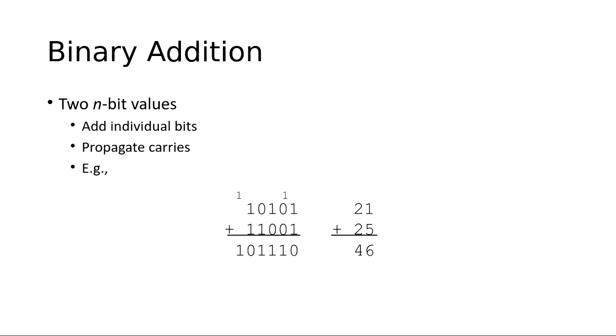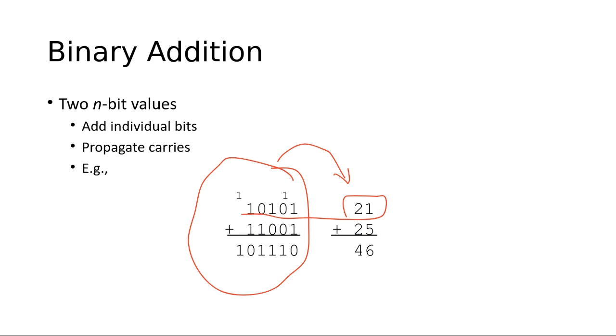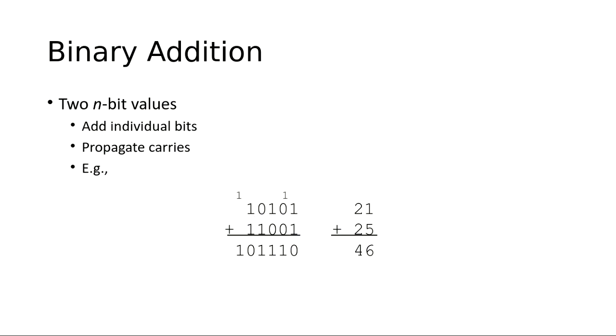See, this is the binary, and this is the equivalent decimal. This number is base 2 and this is 21 in base 10 decimal, and this number is actually 25 in decimal. So the addition is done for you so that you can see both number systems side by side as a comparison.